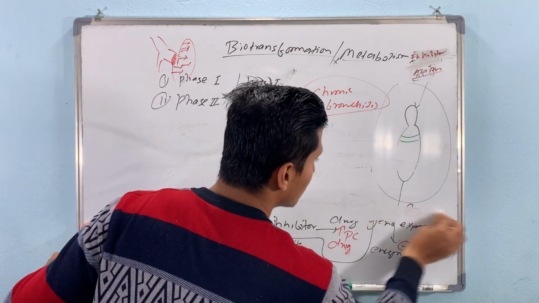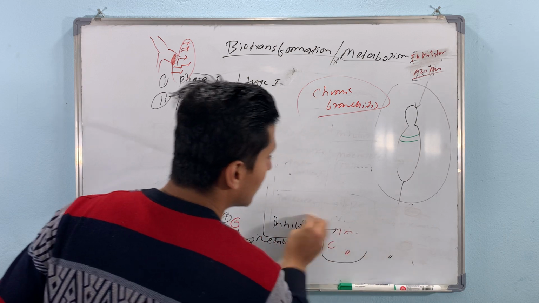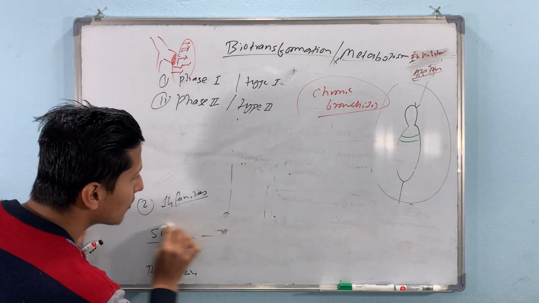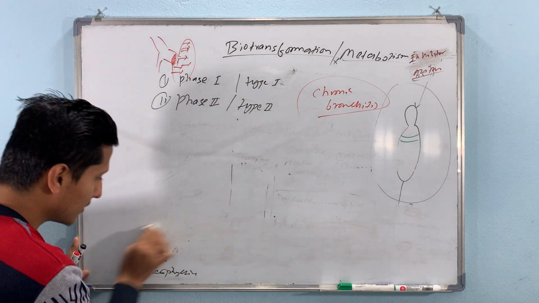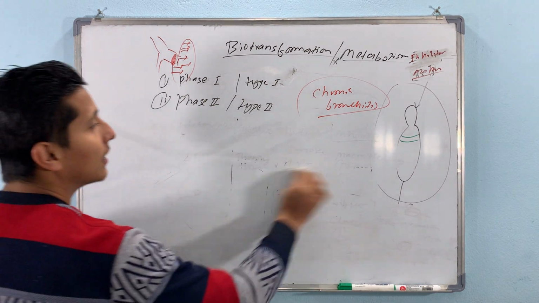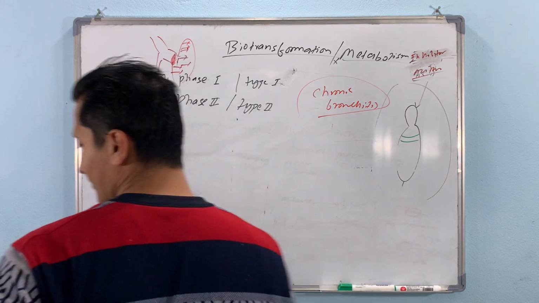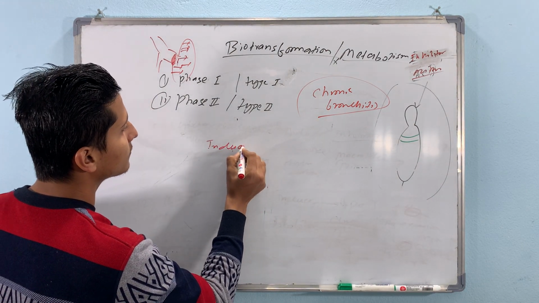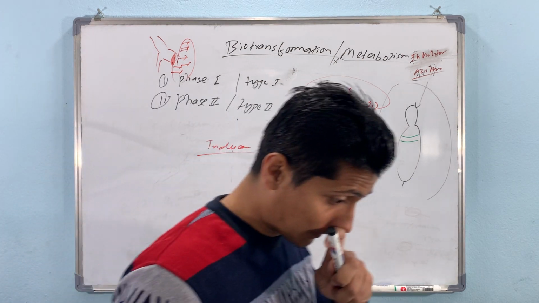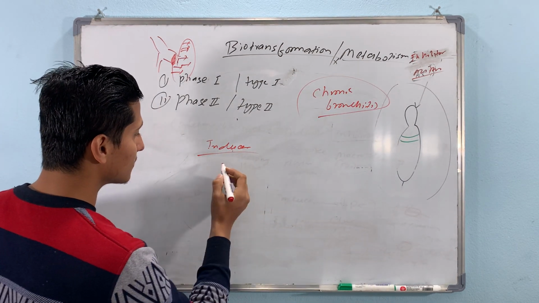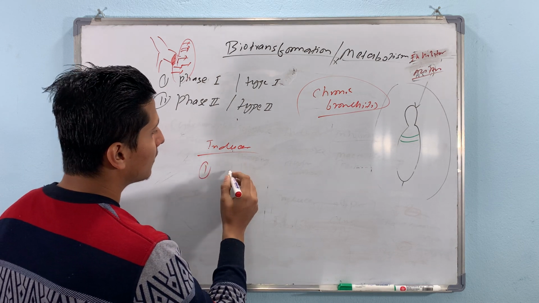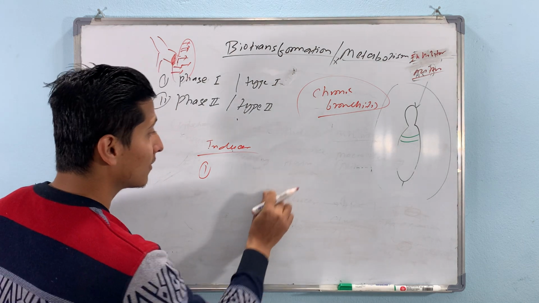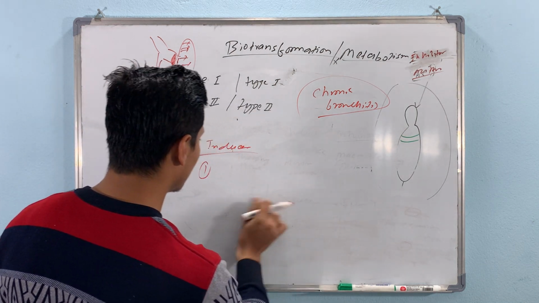So to remember this, inducers and inhibitors, there's a very interesting mnemonic that I'm going to share with you, and it's kind of funny. So for inducers, there is a mnemonic that goes like this. I found this mnemonic in some books, so it's not my own creation.